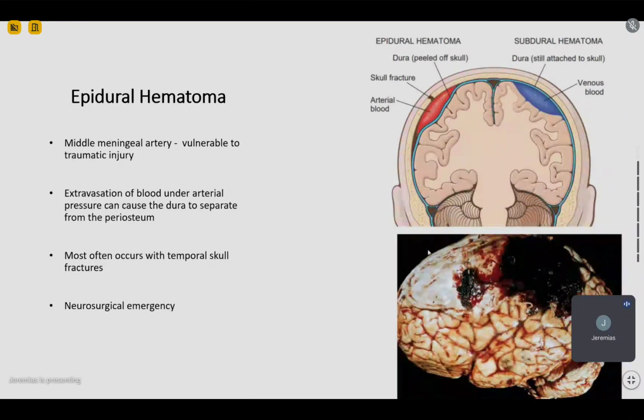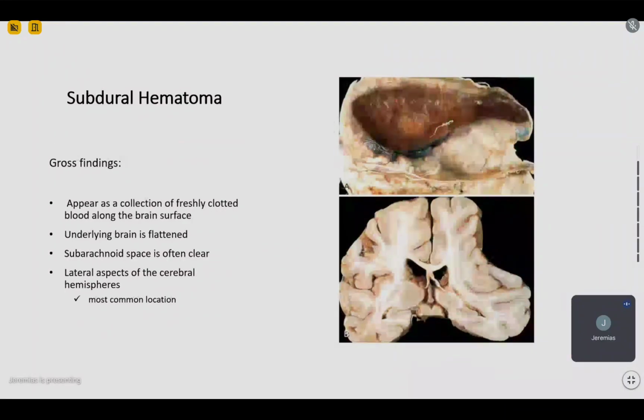So in adults, this most often occurs with temporal skull fractures in which the fracture causes the tearing of the vessel. So a symptomatic epidural hematoma is a neurosurgical emergency. Without prompt diagnosis and drainage, fatal brain herniation may occur within a few hours. After epidural hematoma, we have subdural hematoma.